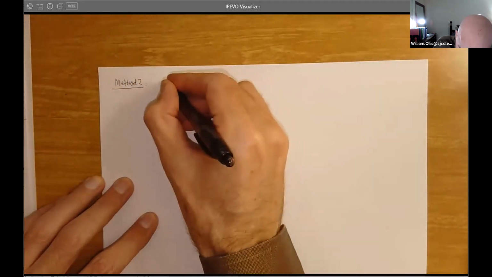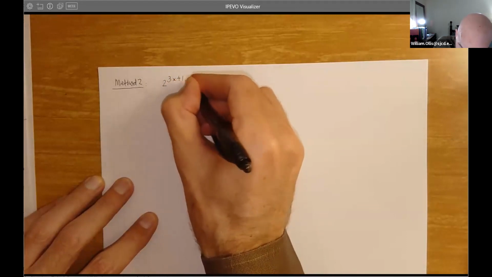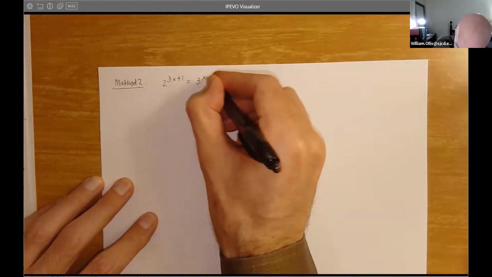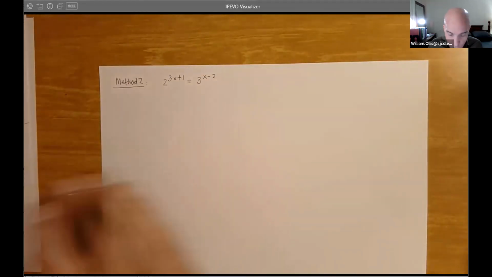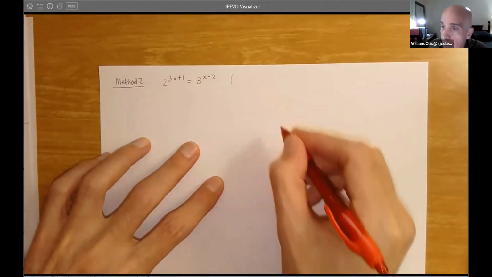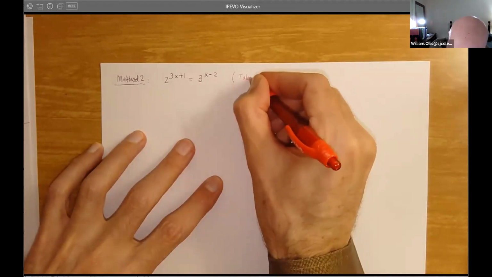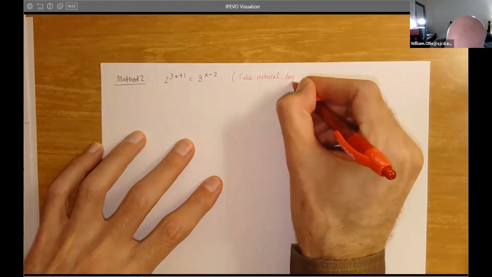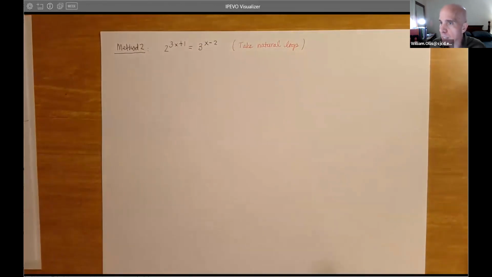So our equation is 2 raised to the 3x plus 1 power equals 3 to the x minus 1, or x minus 2, excuse me. So now method 2, and I'll do this in red, just like we did with the interest problem, and we'll do later. Take natural logs. I'll use the same base so we can compare. Of course, if you don't like the natural logs, you can take base 10 logs.